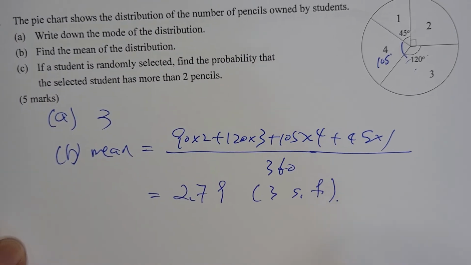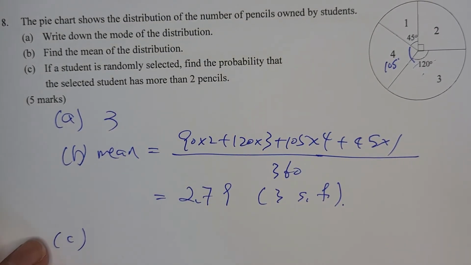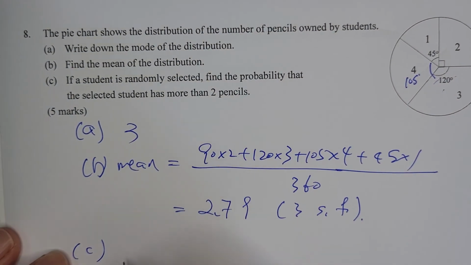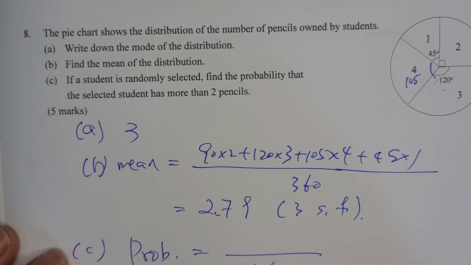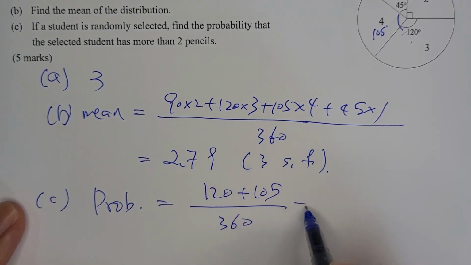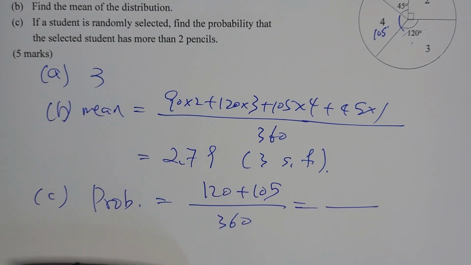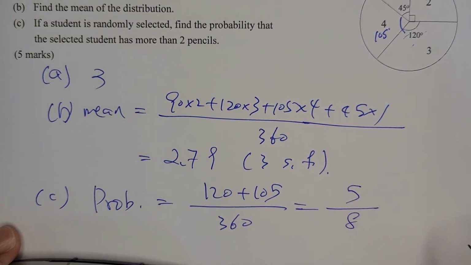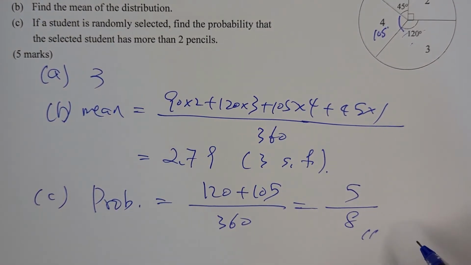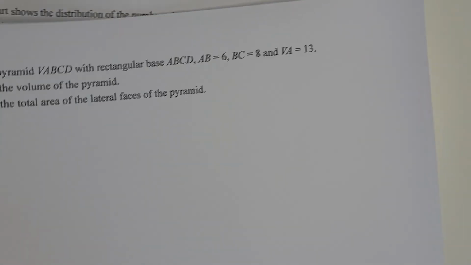That's it. So part C, if a student is randomly selected, the probability that the selected student has more than 2 pens, so probability would equal to more than 2 pens. That means I want 3 pens or 4 pens. So 120 plus 105. Remember to simplify the fraction. Then use a calculator to help you. 5/8. Okay, finish. So that's finish question number 8. And go to question number 9.